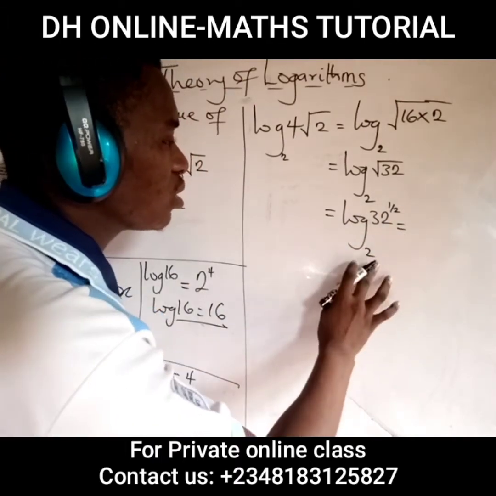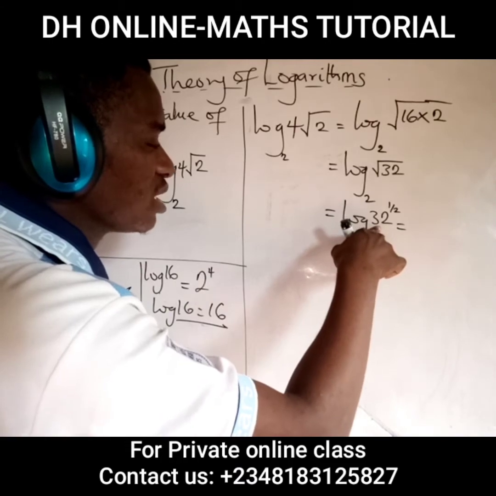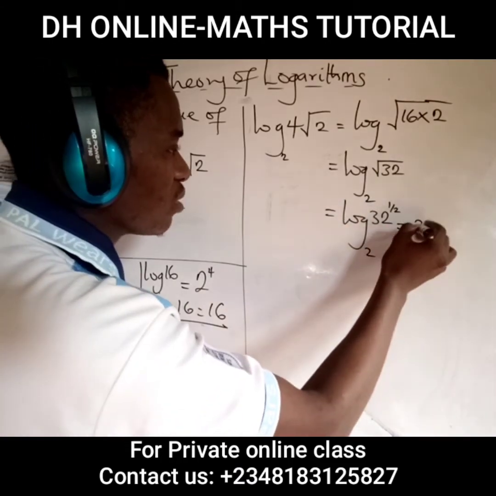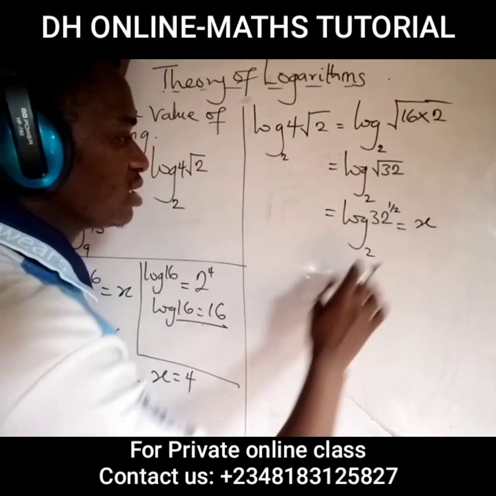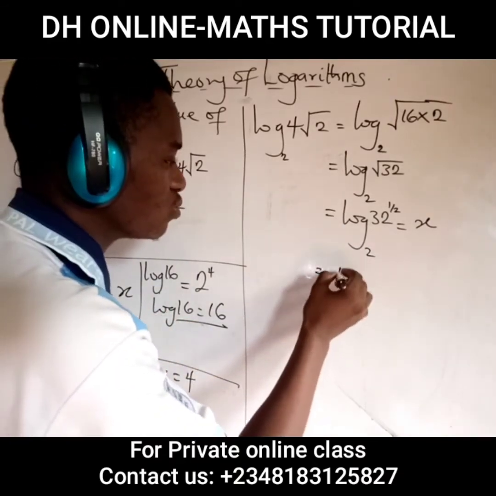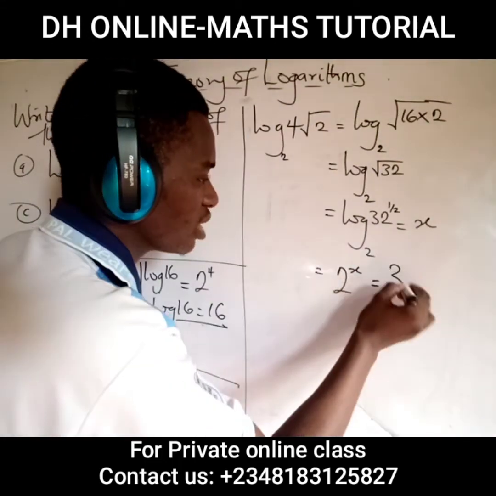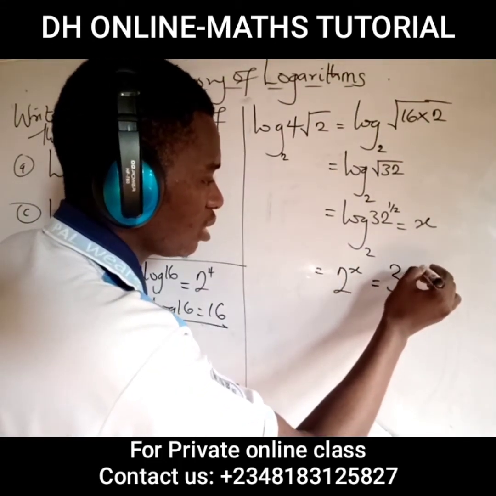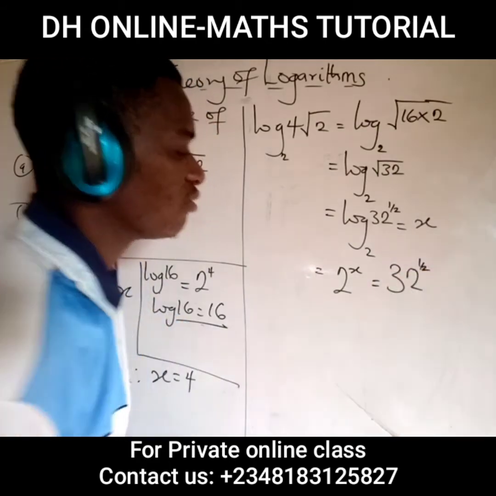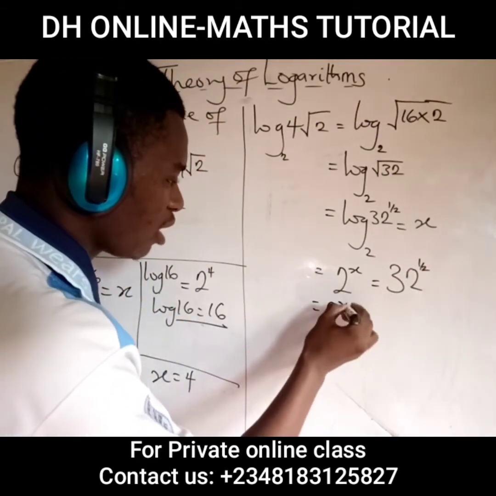Now we don't know what this is raised to. The 2 is raised to that give us 32. You get it now? So what we do, we say consider it to be x. So the next thing we are going to do here now, we're going to say equal to 2 to the power of x. This x here become a power equal to 32 to the power of what? Of half.